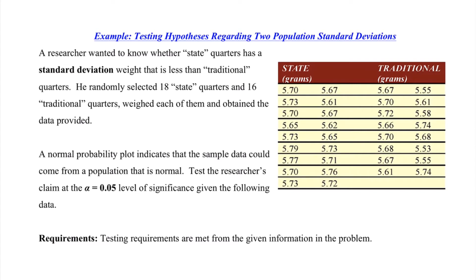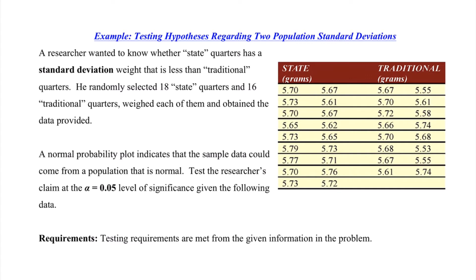He randomly selects 18 state quarters and 16 traditional quarters, weighed each of them, and obtained the following data, so they give us the data of course. They tell us a normal probability plot indicates that the sample data could have come from a population that is normal, and then we're told to test the researcher's claim at the alpha equals 0.05 level of significance, given the following data.